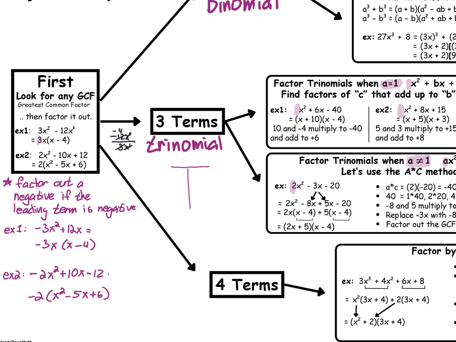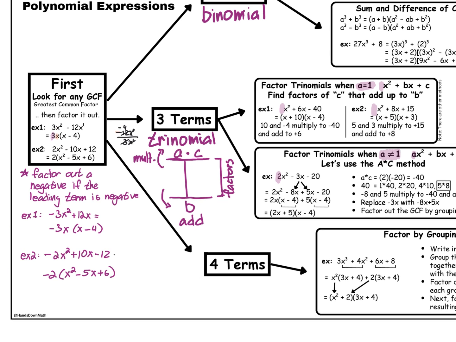But you first draw an I-bar for your trinomial. And on the top, you're going to put a times c. And on the bottom, you're going to put b. And here is where you're going to keep track of the factors that you come up with. So here are your factors. And these factors need to add or subtract to this. So we can just say add. Sometimes they're going to be negative. And they're going to need to multiply to this.